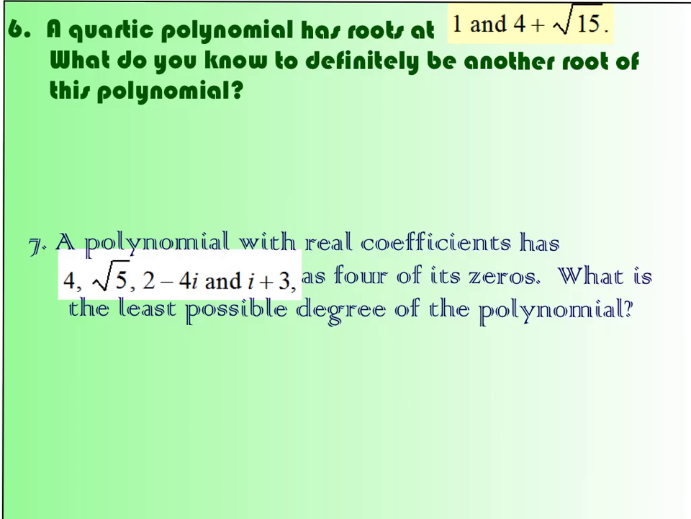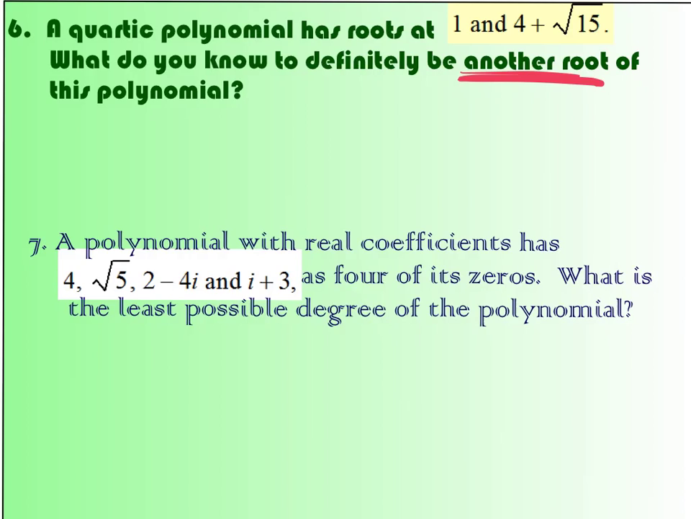This next question, again, is very similar to the 2 we just did. It's saying if you have this polynomial and they give you these 2 roots, what do you know to definitely be another root of this polynomial? So basically, identify another root. Well, do you see anything that has to follow the buddy system? Does 1 have to follow the buddy system? No, because it's not a radical and it's not a complex number.